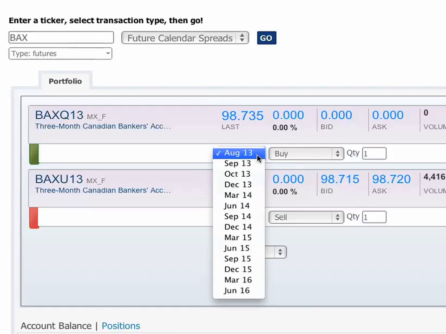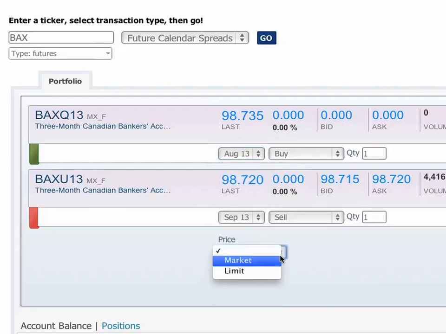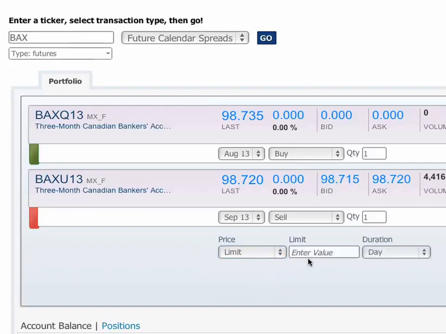Lastly, we will have to determine which order type you wish to use. A market order, meaning an order that will be executed at the current market price, or a limit order, which is an order that will be executed only at a price at or better than the price you specify. If you select a market order, there's nothing else to do. Your trade will be filled at the prevailing market price.